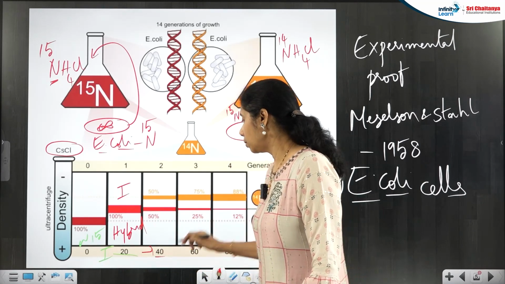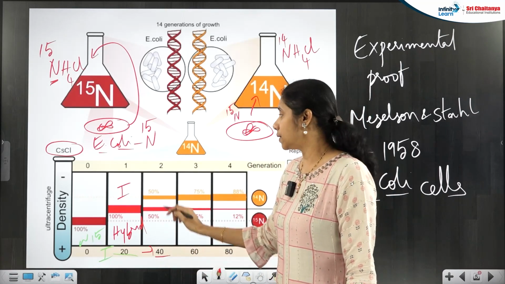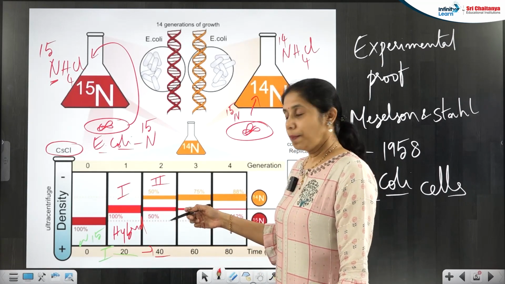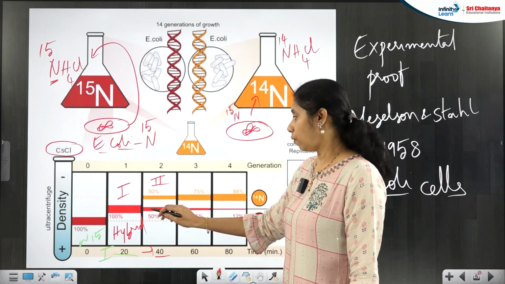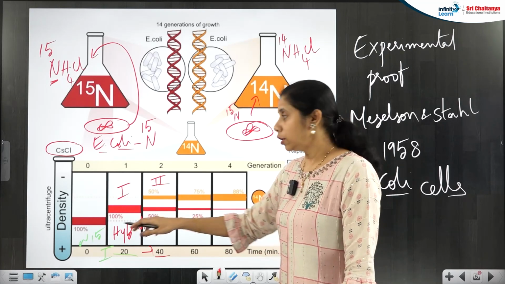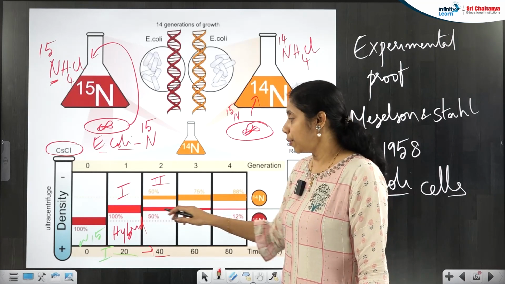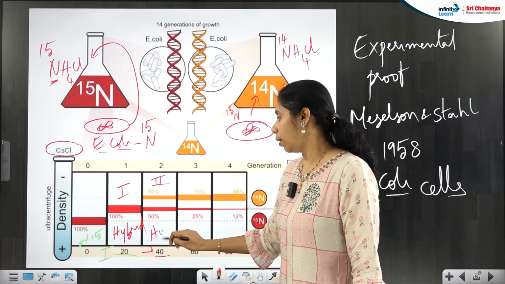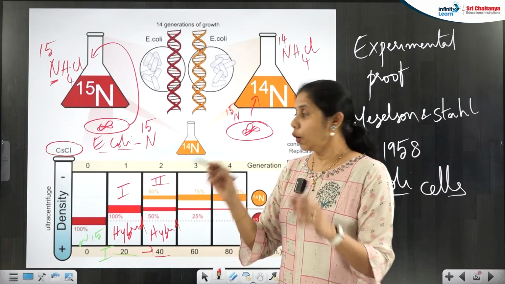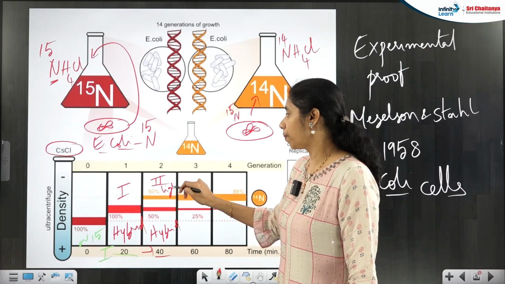Next, they continued in the same medium, N14-containing ammonium chloride, and after a further 20 minutes, this is the second generation. In the second generation, the DNA showed two bands: one red-colored band, which is not the pure red of N15 but just the hybrid, and then a yellow band. Hybrid DNAs are 50% here, or intermediate ones are 50%, and the yellow band is the light DNA.